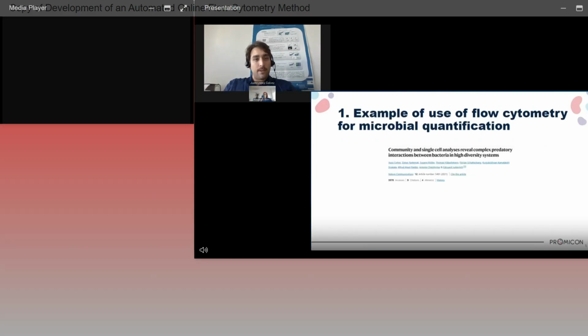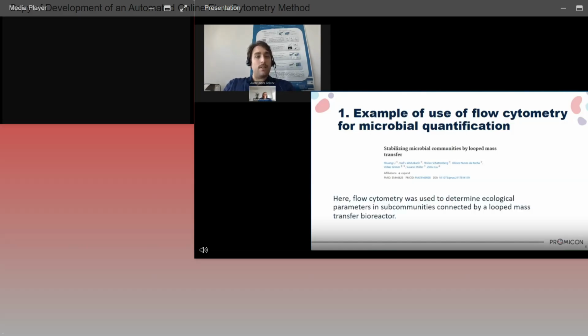For example, here we have this publication published in 2021. This publication analyzed the community to resolve the predatory interactions between bacteria in a high diversity system. Second example was this publication published in 2022, and this deals with the stabilization of microbial communities by loop mass transfer. In this case, flow cytometry was used to determine these bacterial communities in the looped mass bioreactor.